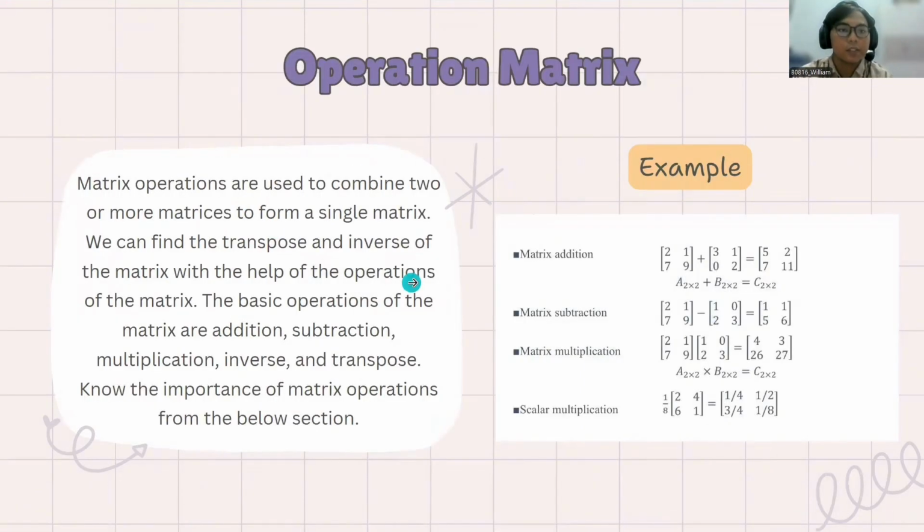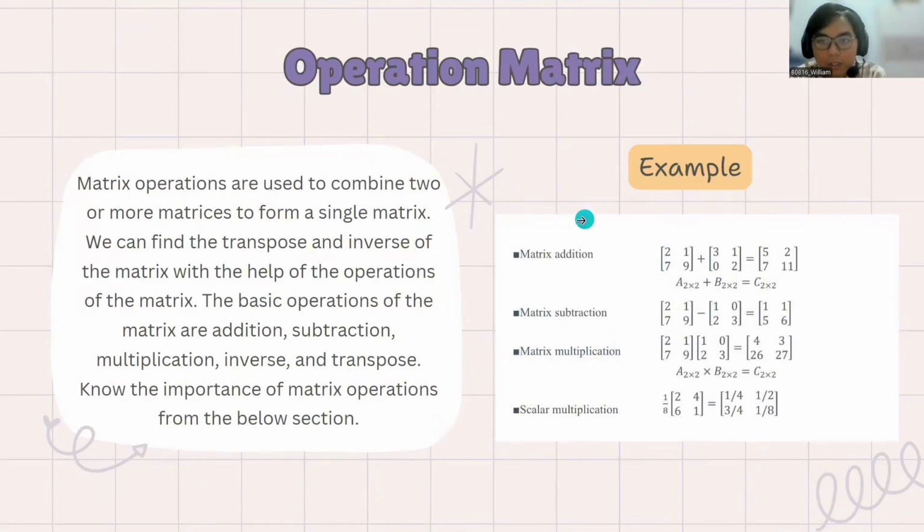Next. Matrix operations. Matrix operations are used to combine two or more matrices to form a single matrix. We can find the transpose and inverse of the matrix with the help of the operations of the matrix. The basic operations of the matrix are addition, subtraction, multiplication, inverse, and transpose. Now the importance of matrix operations from the below section.